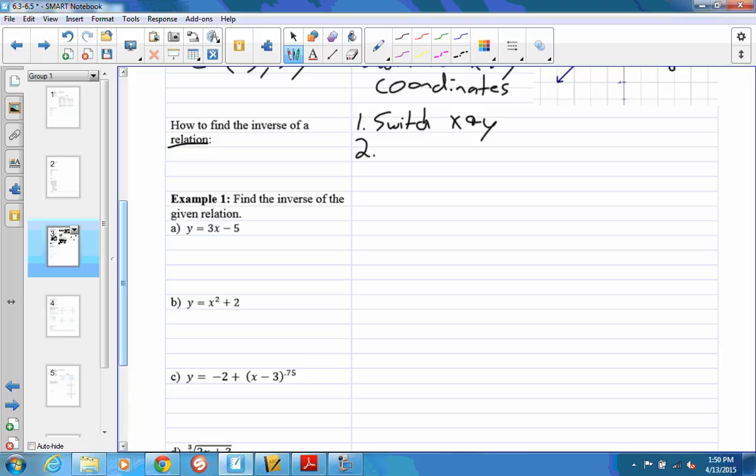Then, and this is where it becomes everything you've done before, I'm going to solve again for y. So I want it to be y equals. So switch x and y, do my algebra, solve for y. And then to show that it's an inverse function, even if you started with y, change your y. This is the symbol for an inverse function. I'm going to change y to f to the negative first of x.